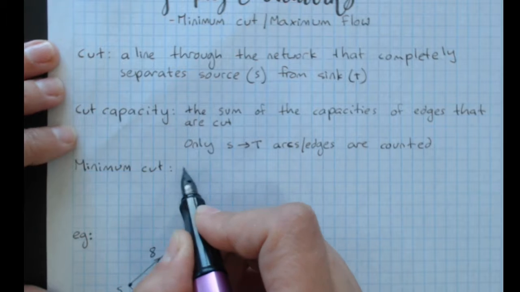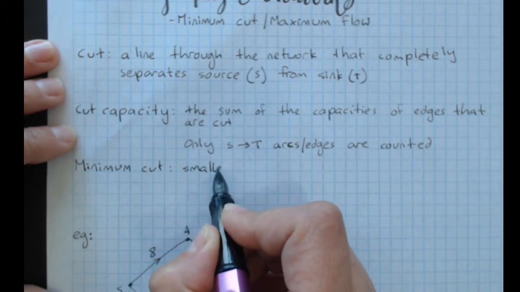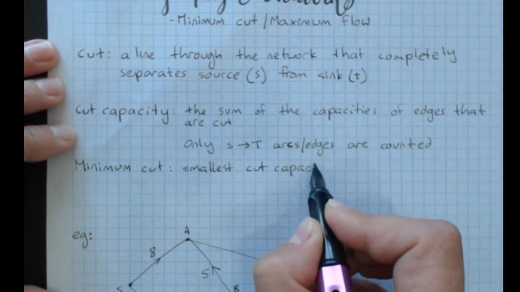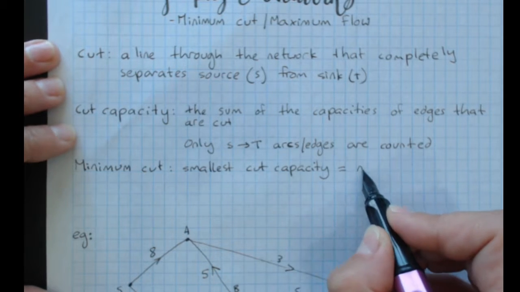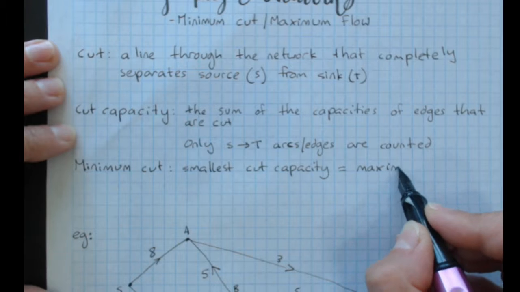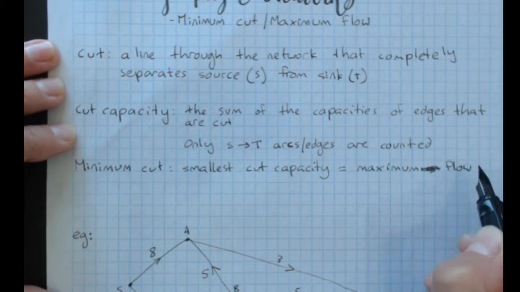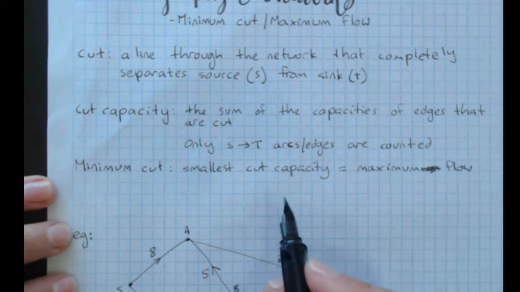And the minimum cut, the smallest cut capacity, is equal to the maximum flow that can go through the system. Minimum cut equals maximum flow.